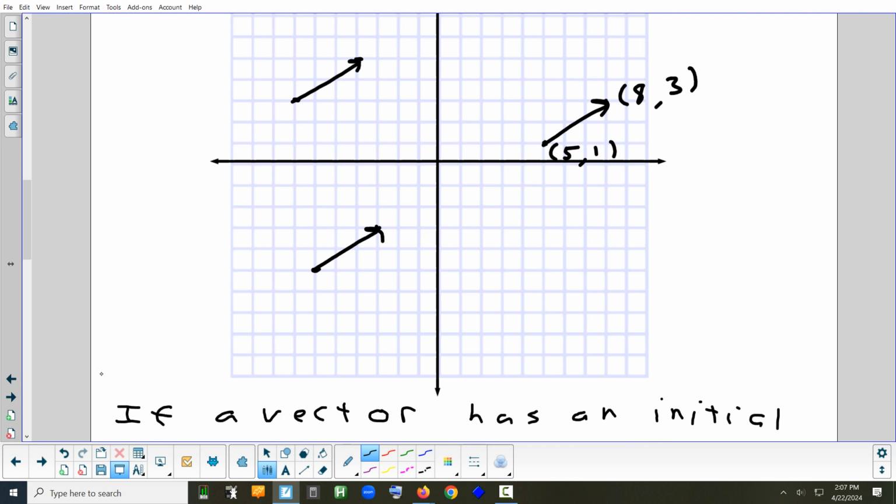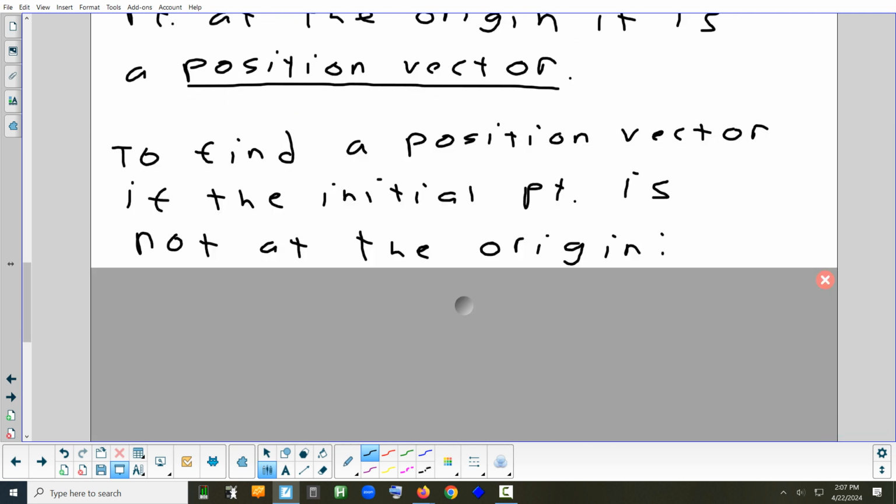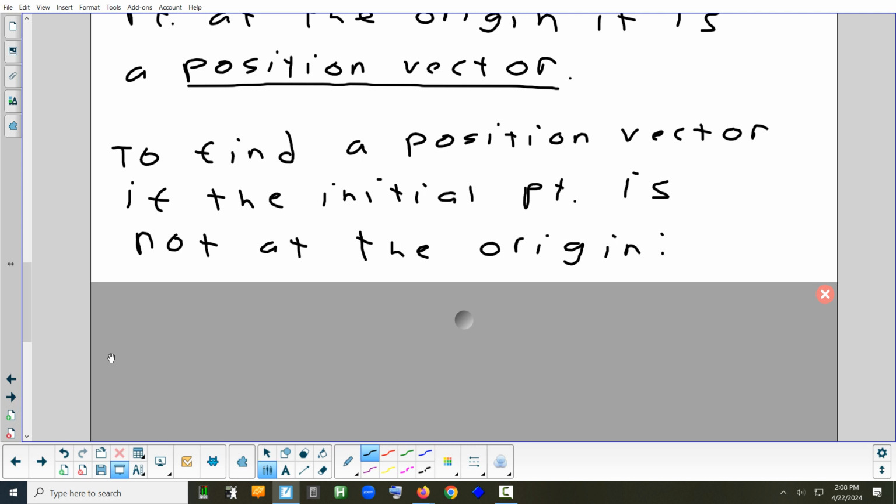Can anybody figure out a way to get the vector 3, 2 from those two coordinates? X2 minus X1 and Y2 minus Y1. Yeah. If you take the ending point and subtract the starting point, you will get the position vector. That's how you do it, and you have to do that for the x's and the y's. 8 minus 5, there's your 3. 3 minus 1, there's your 2. And I'm going to write that down. So that's the formula to find a position vector.